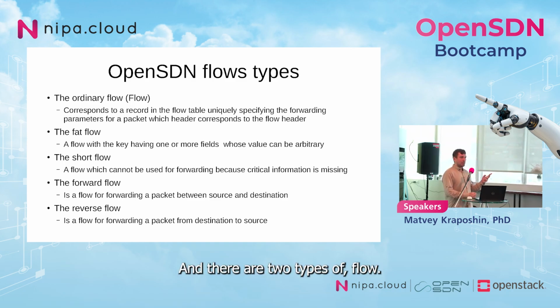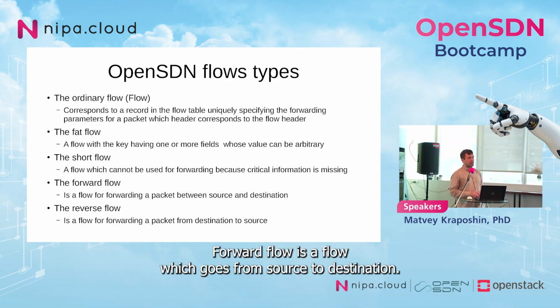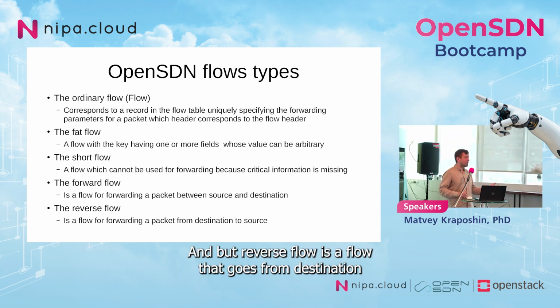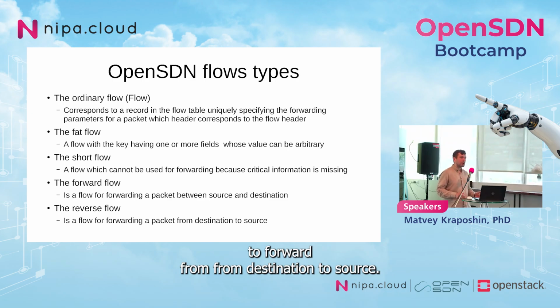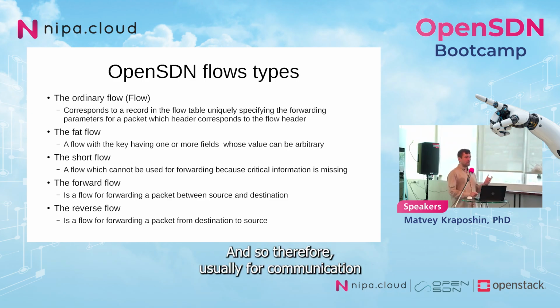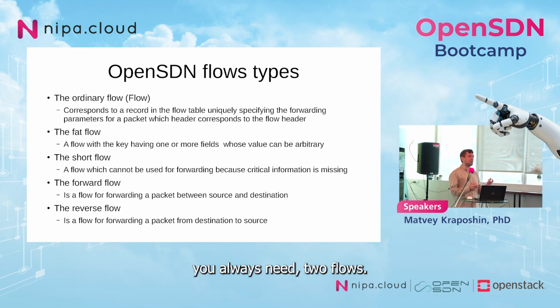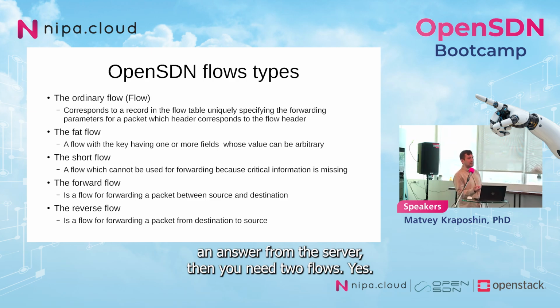And there are two types of flow. Forward flow is a flow which goes from source to destination, and reverse flow is a flow that goes from destination to source. Therefore, usually for communication, you always need two flows. If you send a packet from client to server, and it's expected that client receives an answer from the server, then you need two flows.